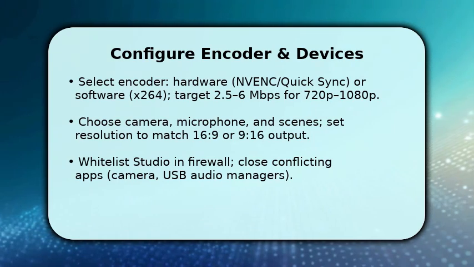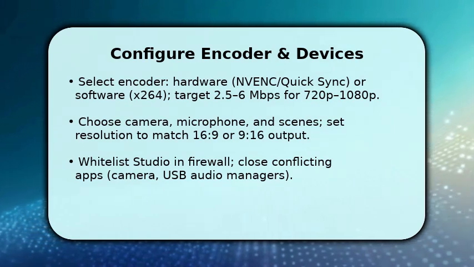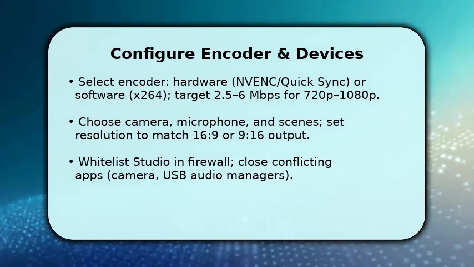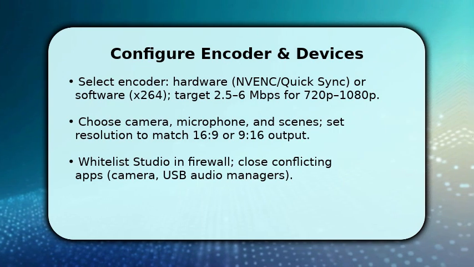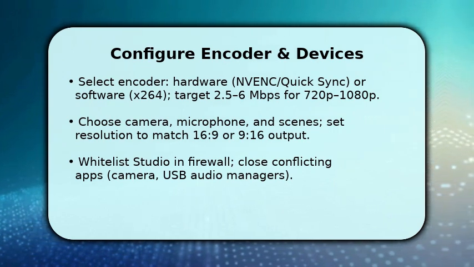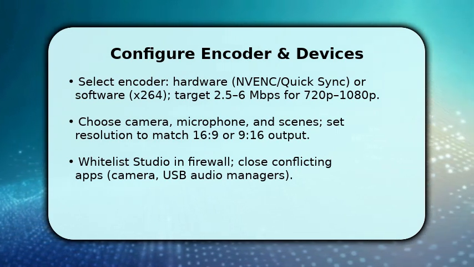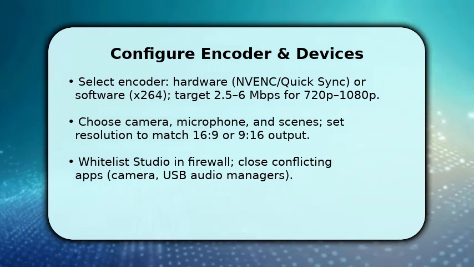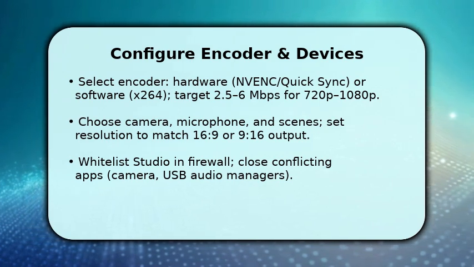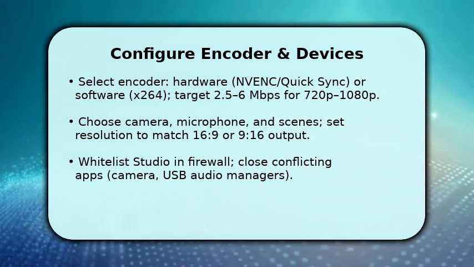Now you configure the core stream settings. Choose an encoder. Hardware encoders reduce CPU use, while X264 gives wider compatibility. Set bitrate around 5 to 6 Mbps depending on resolution. Then pick your camera and microphone inside Studio and arrange scenes so overlays and sources are ordered correctly.